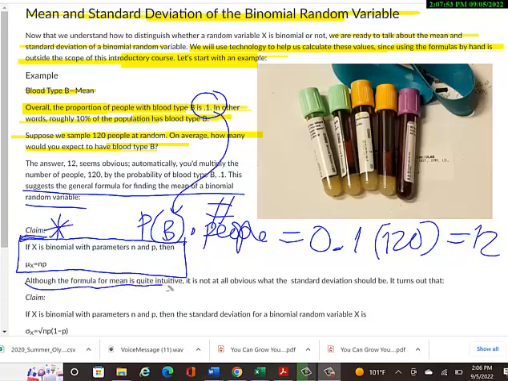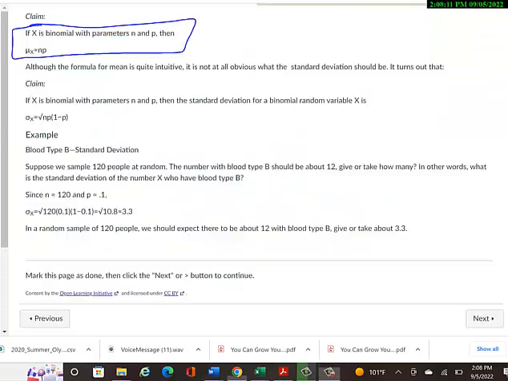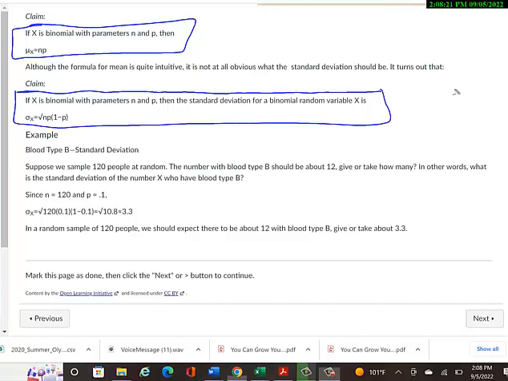Although the formula for the mean is quite intuitive, it's not at all obvious what the standard deviation should be. It turns out that if X is binomial with parameters n and p, then the standard deviation for a binomial random variable X, and this symbol here just represents the standard deviation of this certain binomial random variable, is the square root of np times 1 minus p.